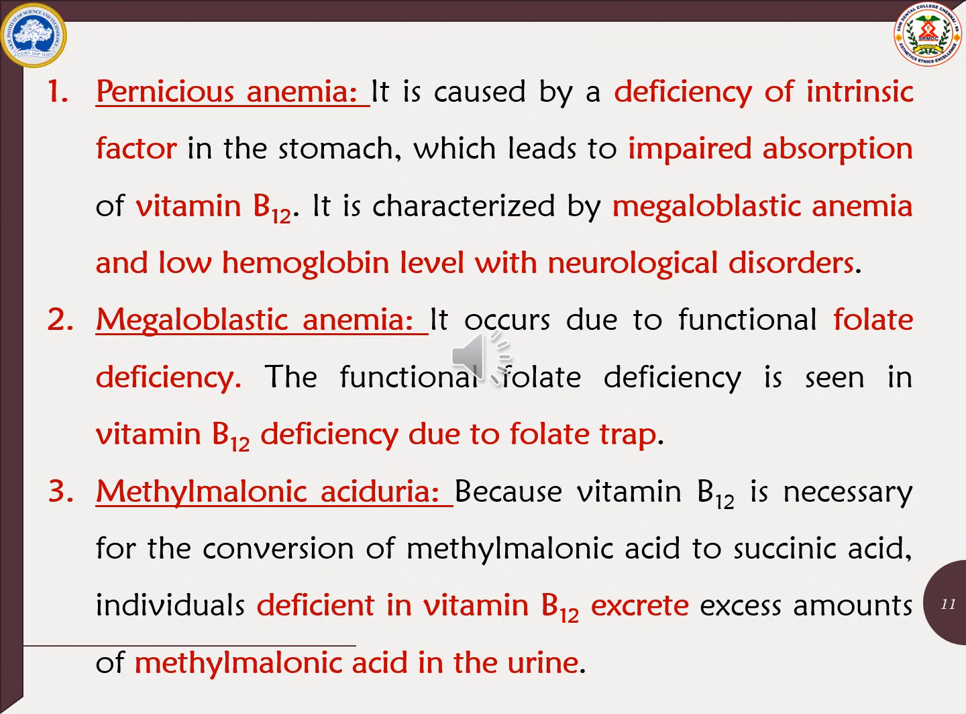The first important deficiency of vitamin B12 is pernicious anemia, which is caused by the deficiency of intrinsic factor produced by the gastric parietal cells in the stomach. I told you already that intrinsic factor is required for the absorption of vitamin B12. So when there is a deficiency of intrinsic factor synthesis, there will be an impairment in the absorption of vitamin B12, leading to the condition called pernicious anemia. It is characterized by megaloblastic anemia and also low hemoglobin level with neurological disorders.